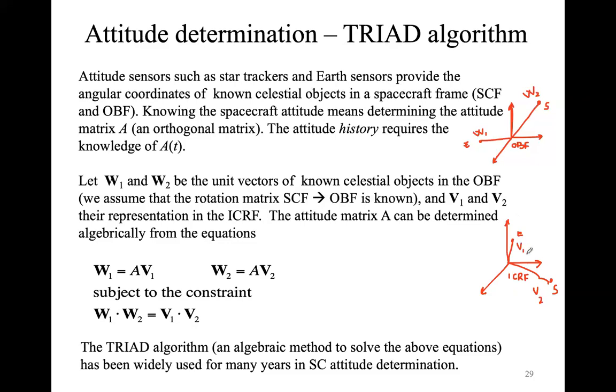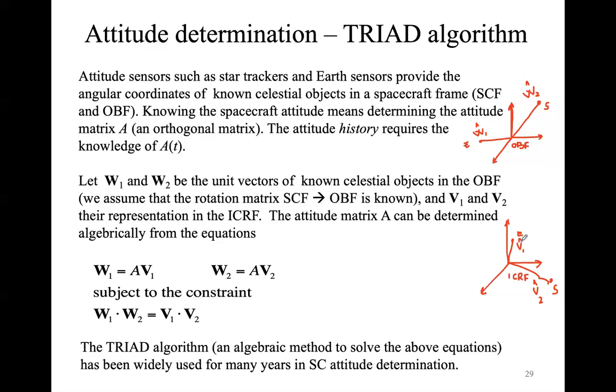I'm talking about vectors, but actually what we need are versors. So we are going to deal with only versors because we don't need to know the position. We only need the orientation of those bodies in these two reference frames. What the sensor can measure indeed is only the versor.